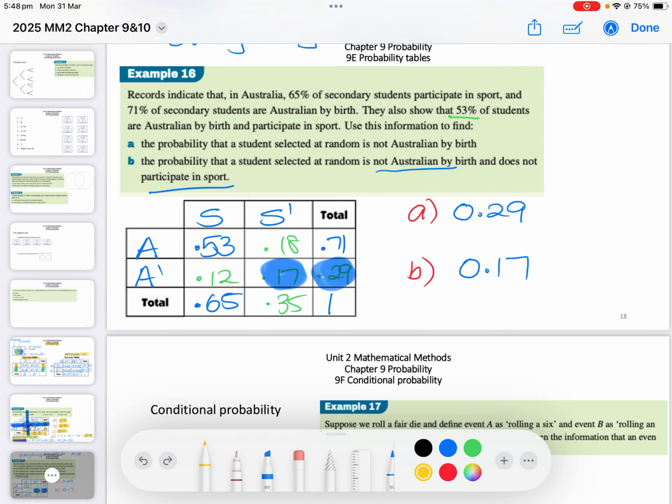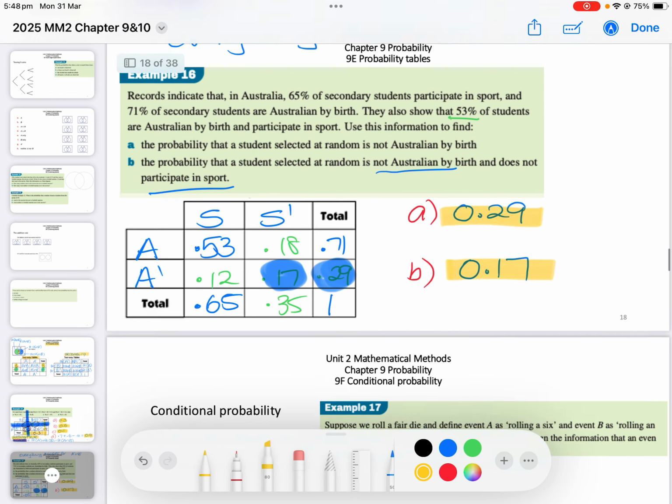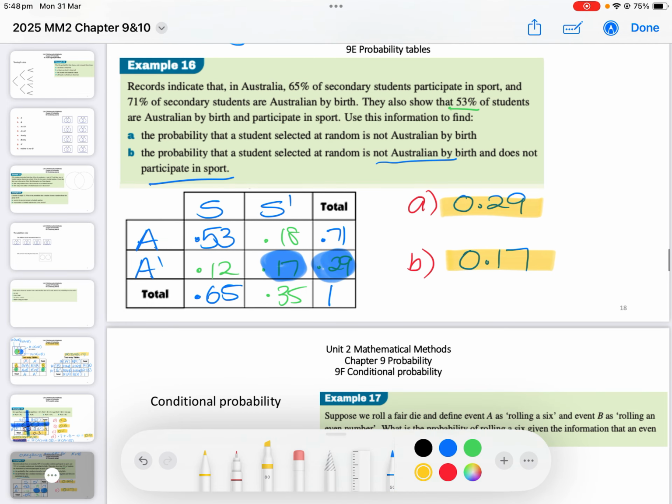There we have it. Okay, so now we're up to 9F, so please go ahead and do the 9E questions before you move on.